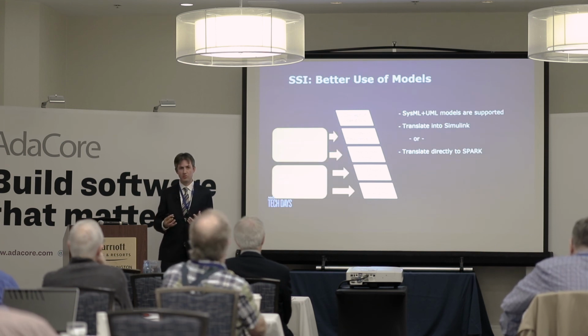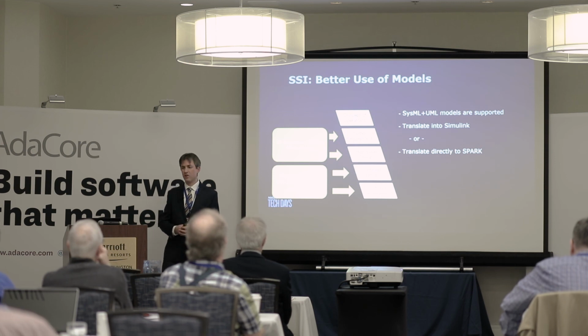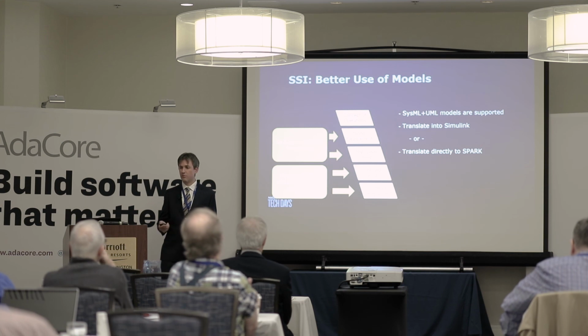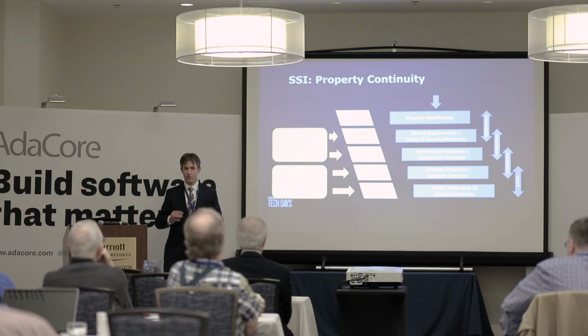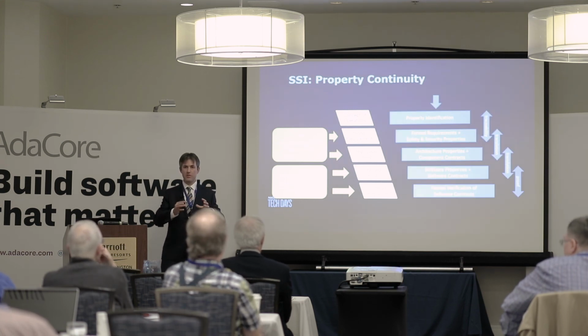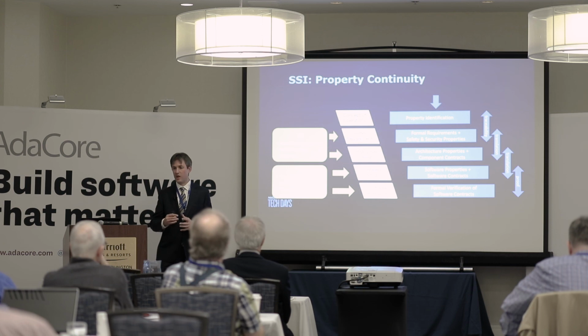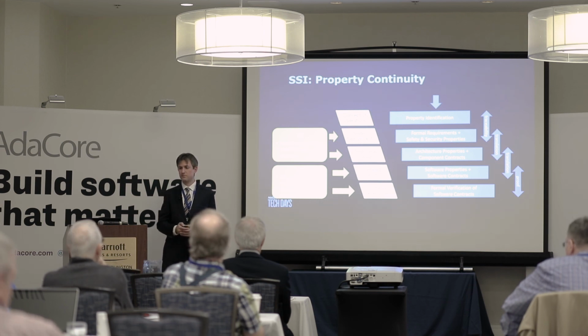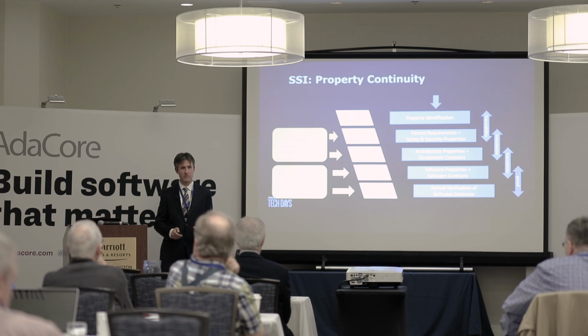So together, this notion of better support of formal methods and better support of automatic translation, we feel gives us a story in which we're better supporting property continuity. We'd really like to see properties that are identified at the system level carried through detailed design into code so that we have a complete story of traceability and translation and proof from the highest level of system design all the way down to the code. So that's the goal of SSI.